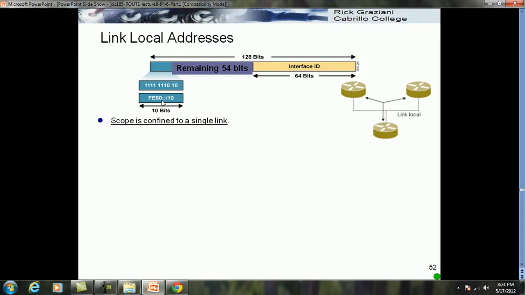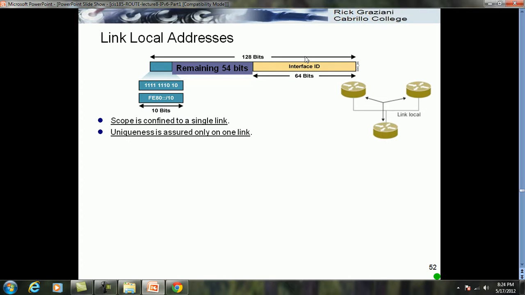First 10 bits are FE8. Then there are continuous 50 bits of zeros. So this is up to 64, correct? 50 plus 10 is 64. So understood this? First 10 bits are fixed, followed by continuous zeros of 54 bits, and the interface ID is nothing but your MAC address with FFFE in the middle.